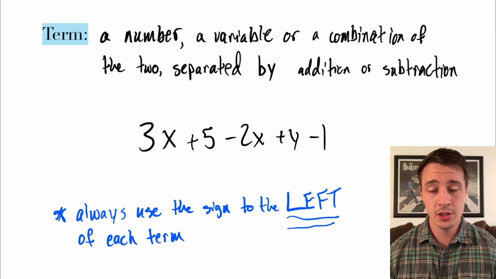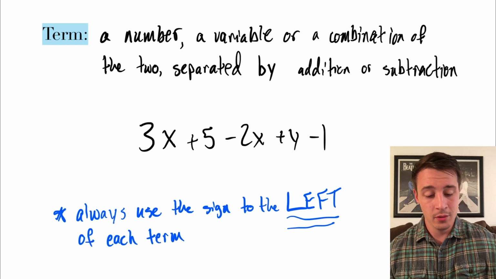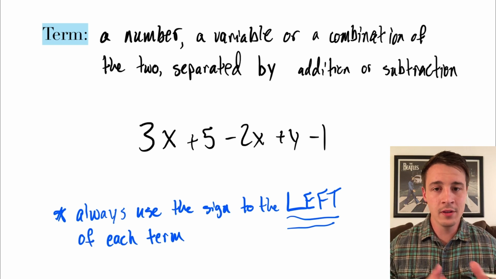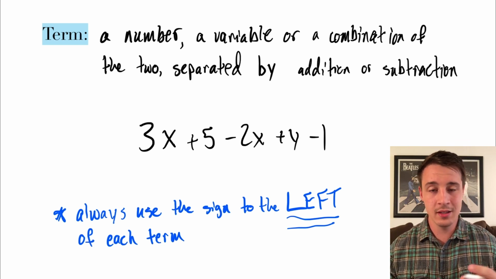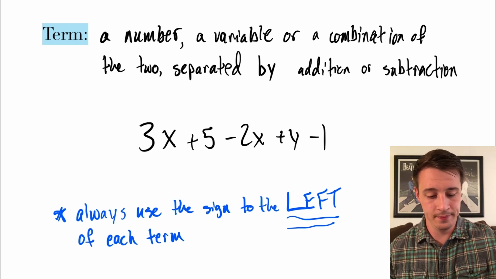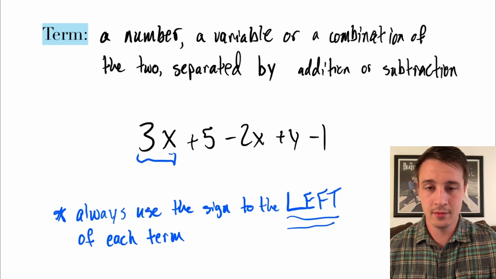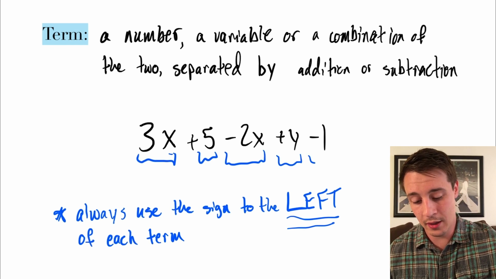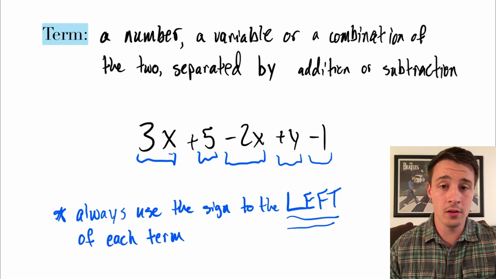A term is a number, a variable, or some combination of the two that's split up by an addition or subtraction sign. So in the example I gave to start, 3x plus 5 minus 2x plus y minus 1, all of the individual terms are the things split up by addition or subtraction. So 3x is a term. 5 is a term. Negative 2x is a term. Positive y and negative 1, those are all terms.